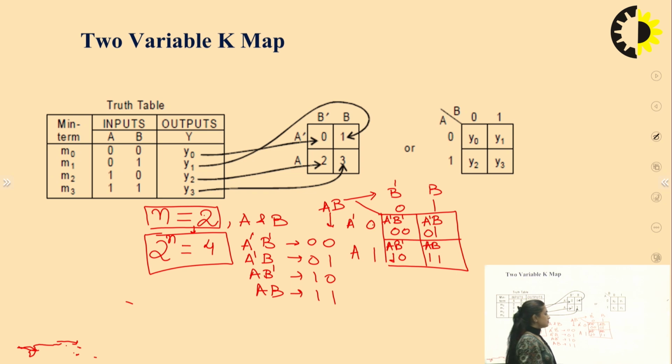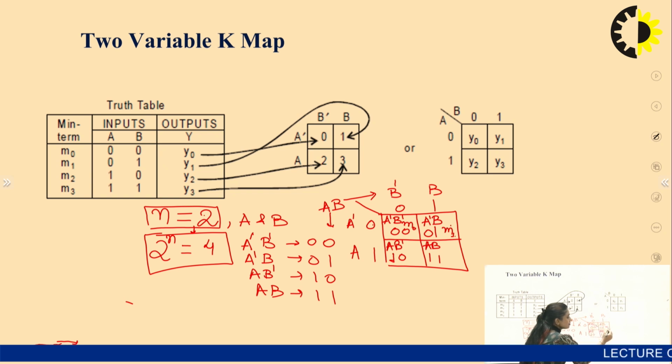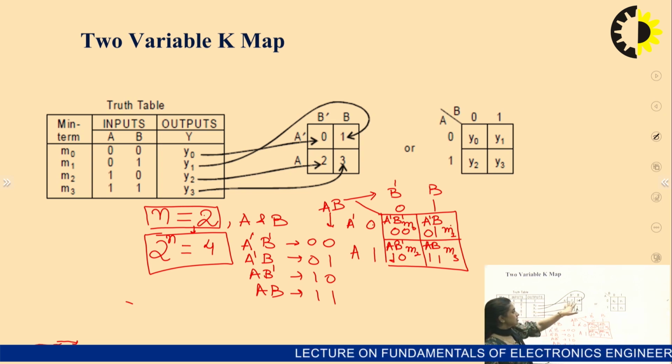Let's name these minterms as Y0, Y1, Y2 and Y3, right? So this will be my 0th position, this will be my 1st position, this will be my 2nd position, this will be my 3rd position. So if I want to name my minterms according to it, I'll name this as M subscript 0, this as M subscript 1, this as M subscript 2, and this as M subscript 3, which I have defined as 0, 1, 2, 3.